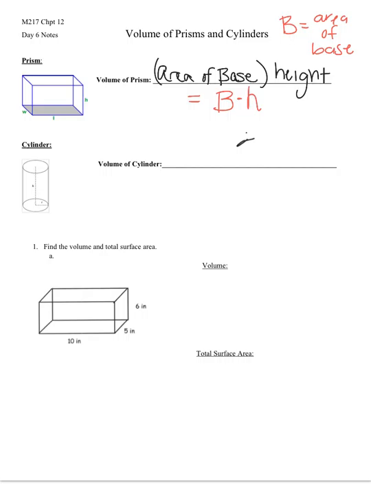Okay, next we have a cylinder. Cylinder is just like the prism. It's area of base times height. I'm just going to write that again. Which I would remember still as just big B times H.